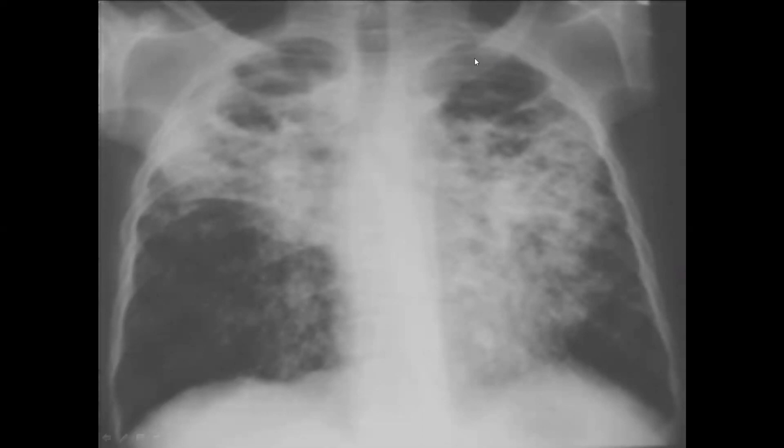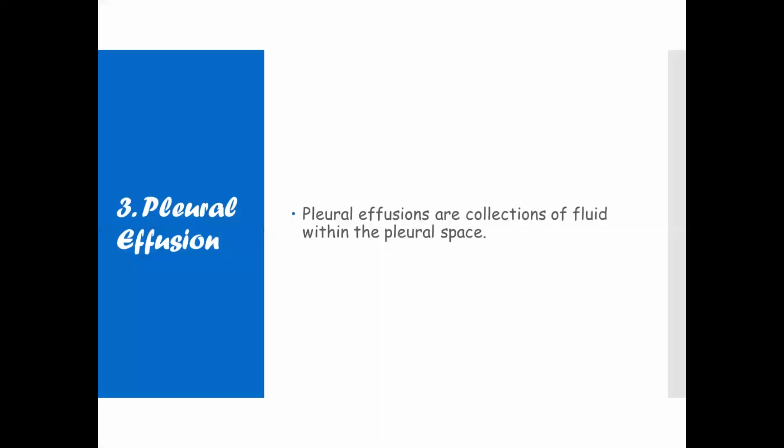So remember, cavitation is common in post-primary TB. So once you look at a chest X-ray and you notice this cavitation, you automatically think that this is post-primary TB. So we now move on to pleural effusion.